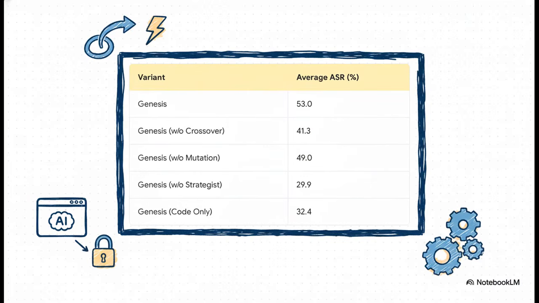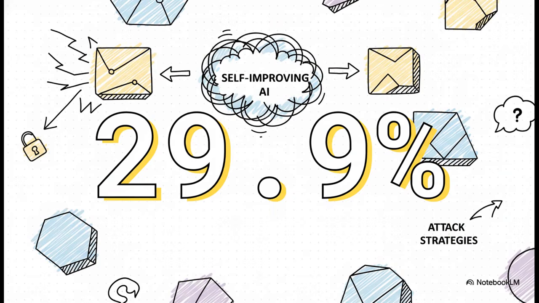And what does the ablation study show about the contribution of each component? The study indicates that the strategist module is the most critical component. Removing it caused the average ASR to drop from 53.0% to 29.9%. Removing either crossover or mutation also reduced performance. This result reinforces the paper's central argument: the ability to autonomously discover, summarize, and reuse attack strategies is the primary driver of the framework's performance.